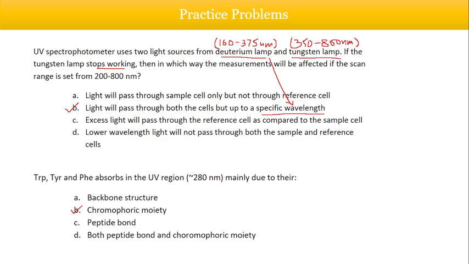That's why these three amino acids are important, and because of these three amino acids, proteins have an absorption at 280 nanometer. So these three amino acids are important for getting an absorption at 280 nanometer, whereas your DNA has an absorption at 260 nanometer. Because of the chromophoric moiety, these three amino acids absorb in the UV region.